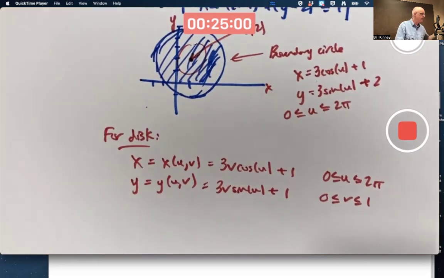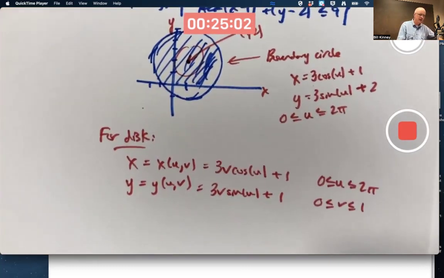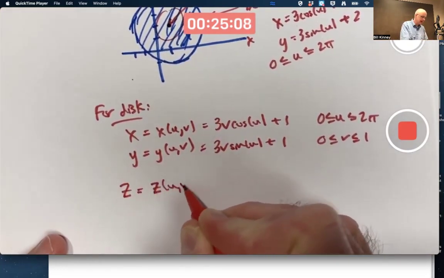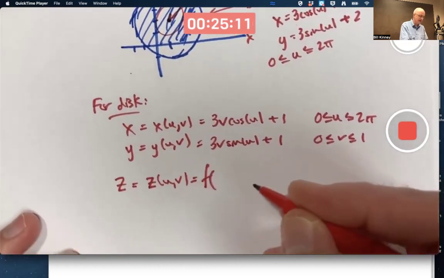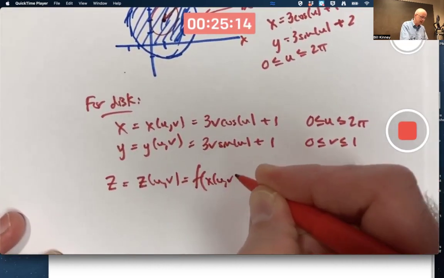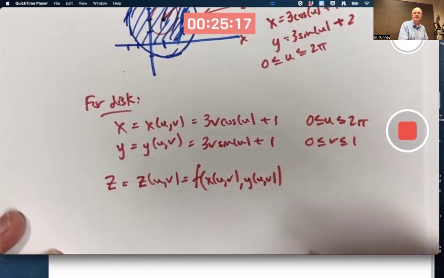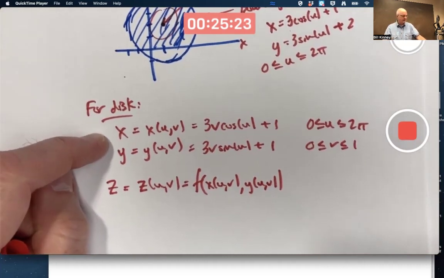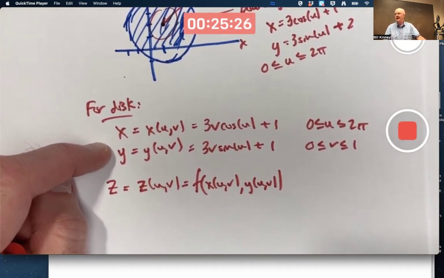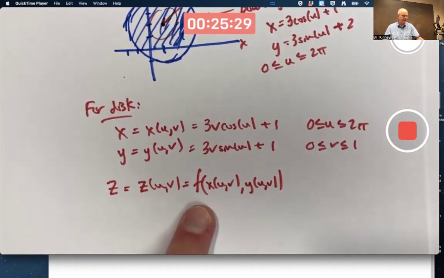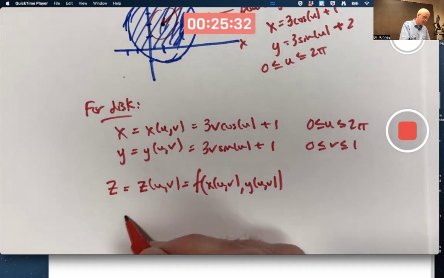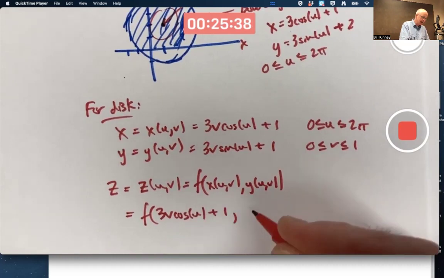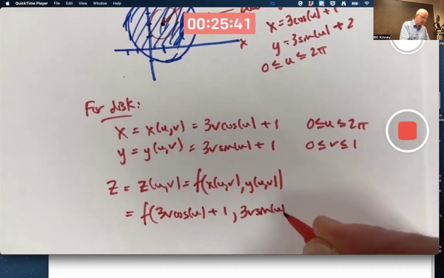Once you've got X and Y in terms of U and V, then you can write Z in terms of U and V, because Z of UV is F of X of UV, comma, Y of UV. I'm abusing notation, somewhat common in this context. I'm using X, Y, and Z both as variable names and as function names. But I do have a function that I'm calling F. I plug 3v cosine u plus 1 in for X and 3v sine u plus 2 for Y.